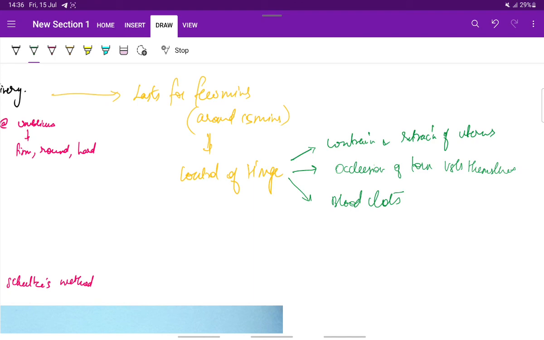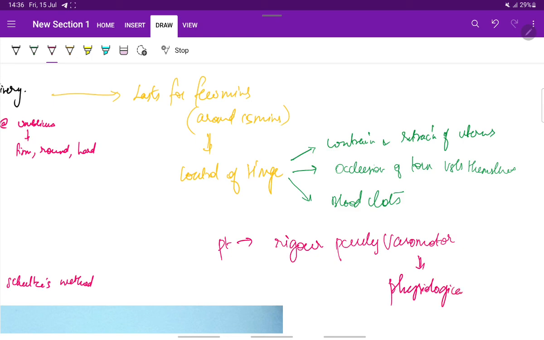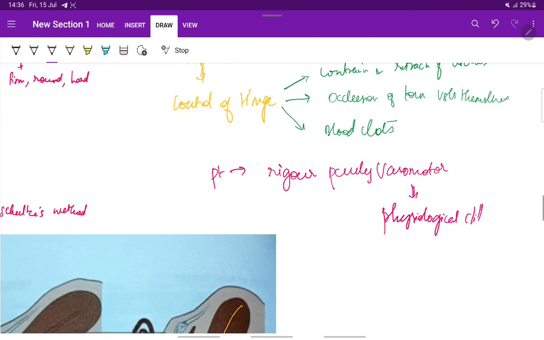And once the labor is over, sometimes the patient can occasionally have an episode of rigor, which is purely vasomotor in nature, not because of any infection. This is called as physiological chill or apyrexial shivering.